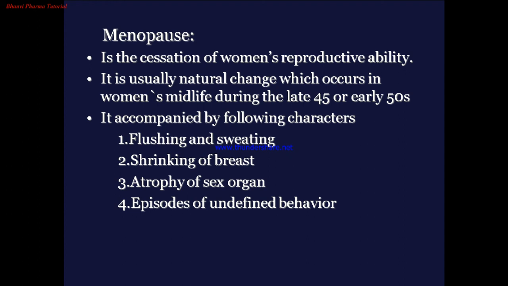What is the menopause condition? The menopause condition is the cessation of the woman's reproductive ability. The reproductive or sexual ability decreases. It is usually a natural change which occurs in the woman's midlife, during the late 45 to 50 years. It is characterized by flushing and sweating, shrinkage of the breast, atrophy of the sex organs, and episodes of undefined behavior. Okay, this is the last bit of sexual reproduction.